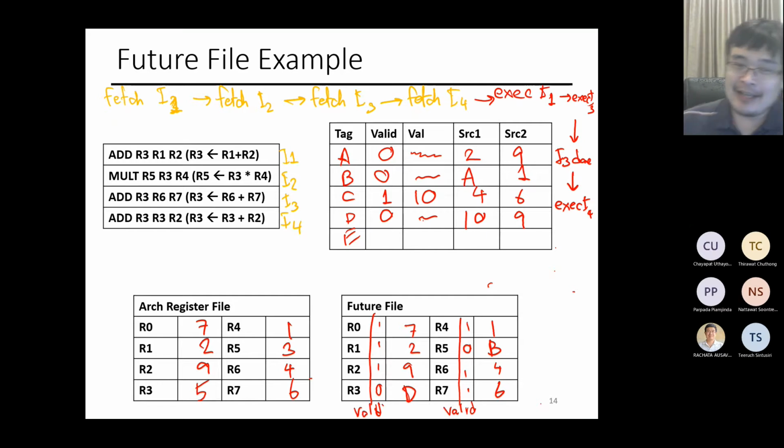The other thing is, have I updated the architectural register file yet? Not yet. We will do it later. Now, let's say instruction A is done. Let's say I1 is done. The first instruction is done. What do I do?